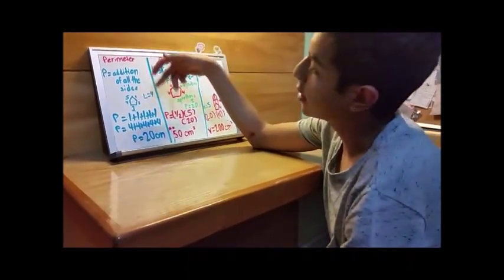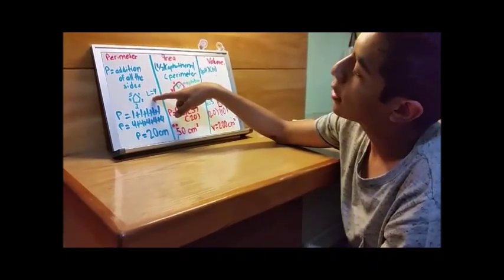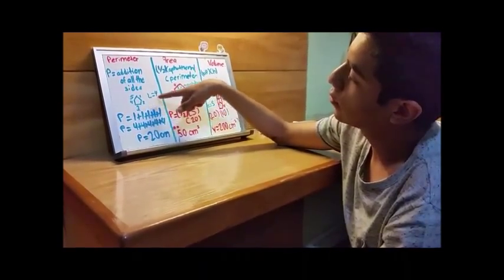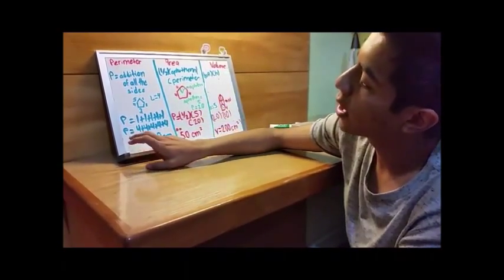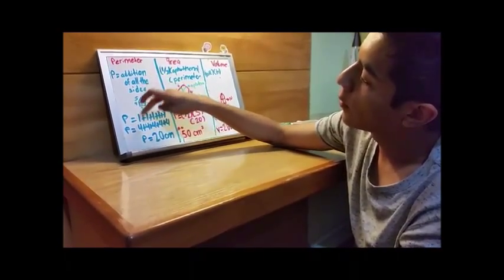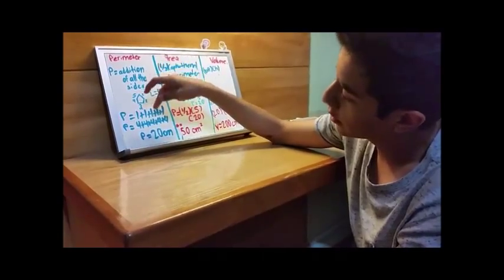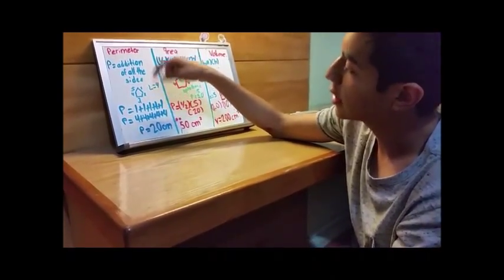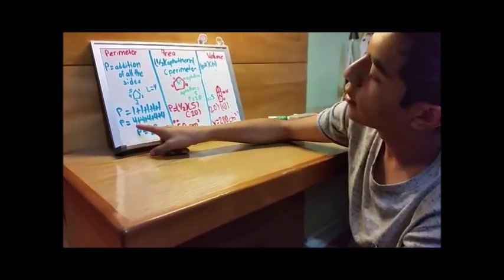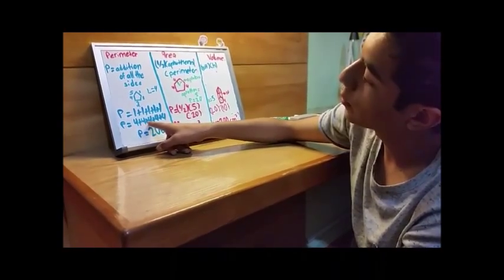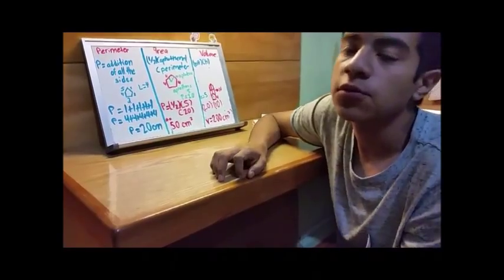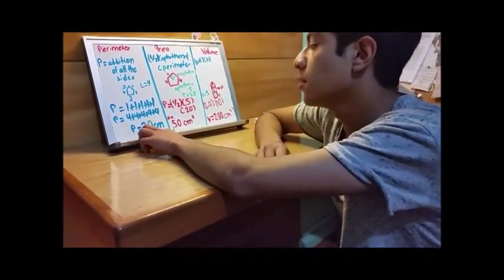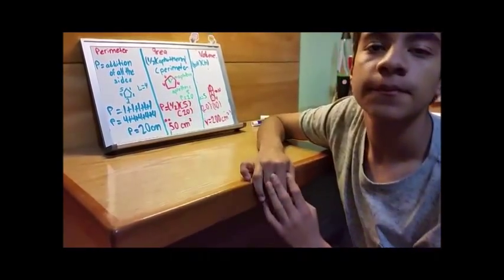And here we have an example. A side is equivalent to 4. We have 1, 2, 3, 4, 5 sides. So we add one side plus another side plus another side plus another side plus another side, and we obtain that 4 plus 4 plus 4 plus 4 plus 4, or 5 times 4, is equivalent to 20 centimeters.